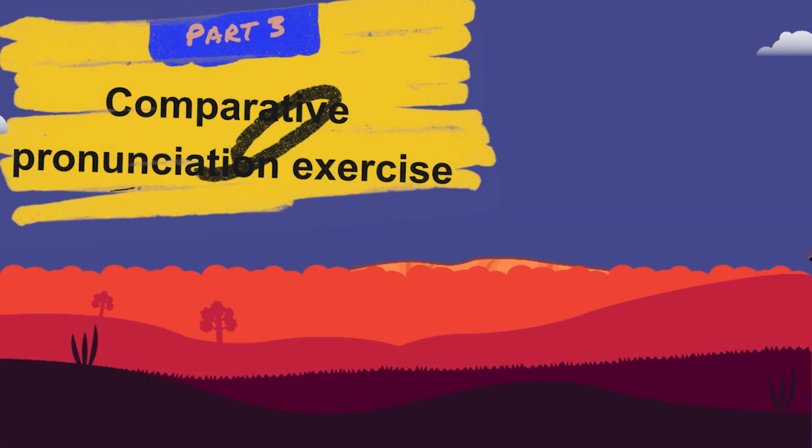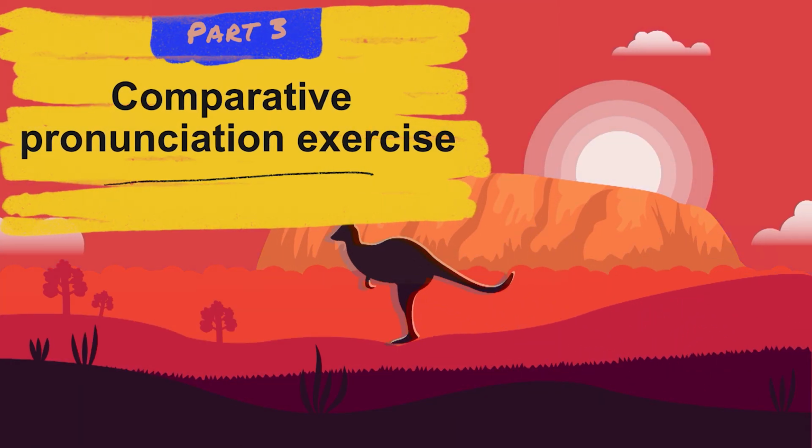Great work. Now it's time for part three. So in this section, we're going to practice some minimal pairs, which are pairs of words that only differ in one sound. And in this case, it's going to be these vowel sounds, "oh" and "or". Every other sound in these words is exactly the same. The difference is just these vowel sounds, okay?